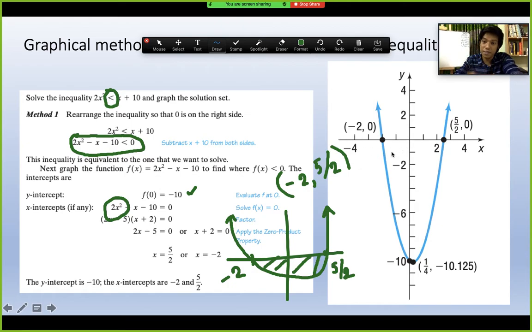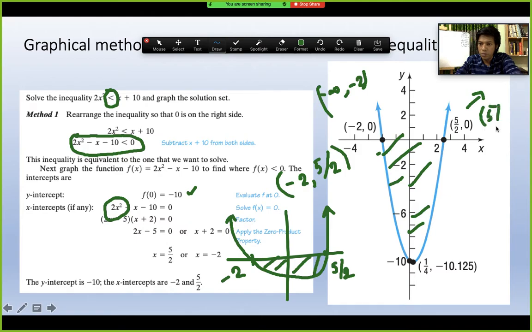Suppose the question is less than 0. Less than 0 is here, so from minus 2 to 5 by 2 is the answer. This is the less than 0 part. And if the question is greater than 0, you may be thinking, what is the answer? Greater than 0 will be from minus infinity up to minus 2, and of course from 5 by 2 to plus infinity, because this is going forever.